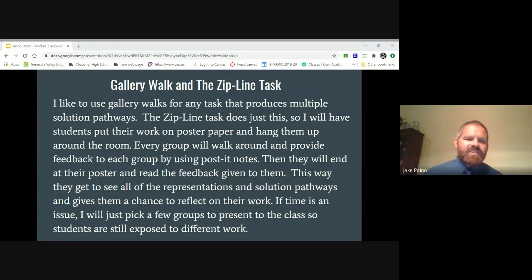If time is a concern, because this task will take some time, you can maybe just pick 2 presentations that you saw, 2 student groups that you wanted to share, to make sure everyone saw these cool, creative problem-solving strategies that these groups used. You can select certain ones if you don't have time for the whole gallery walk. But if you have time, I highly recommend it.